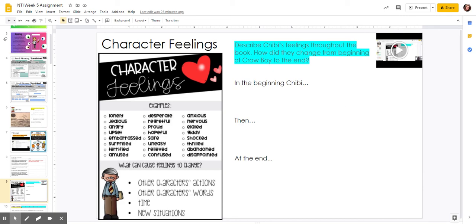So in the beginning, Chibi, what? Tell me a feeling he has and tell me why. What happened in the story at the beginning that made Chibi feel a certain way? Then something happens. He meets someone. Hint, hint, nudge, nudge. How do his feelings begin to change? And then at the end, he does something shocking to all of his classmates. How do his feelings change at the end of the story?